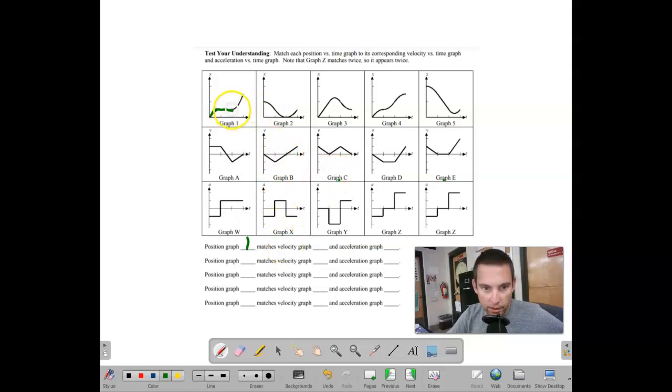And then finally we have the slope, which is increasing, a positive increase in this slope. So that matches graph E. Now for acceleration, we have a constant negative, then a 0, then a constant positive.